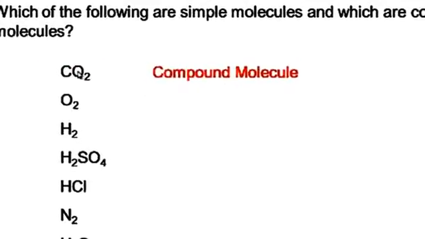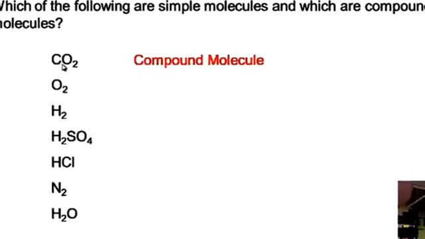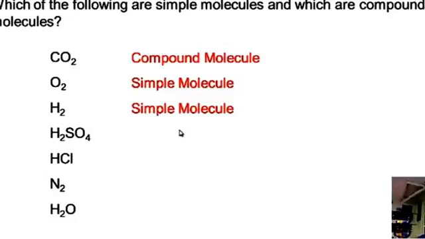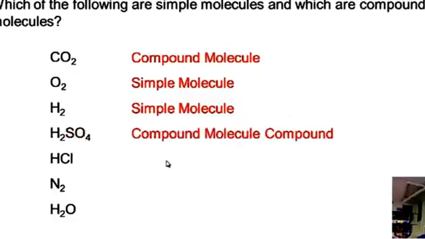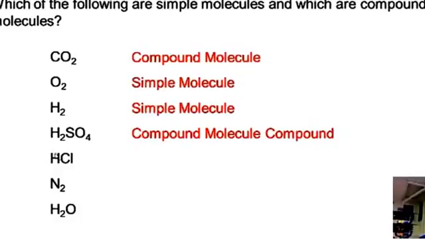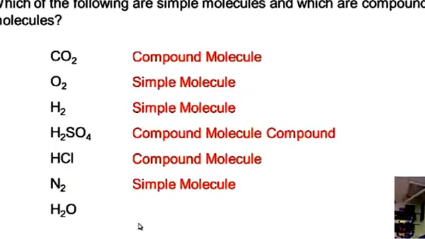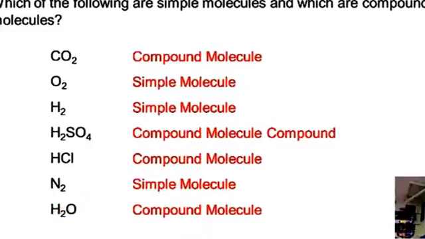All right, here's the answer. CO2 is a compound molecule because it contains different types of atoms. It's got carbon and oxygen. O2, simple molecule, only 2 atoms of the same element. Same with hydrogen. Sulfuric acid, H2SO4, is a compound molecule. There's an extra compound in there for you. Hydrochloric acid, HCl, also a compound molecule. Nitrogen, N2, is a simple molecule because it's 2 of the same atom. And then finally water, H2O, is also a compound molecule.